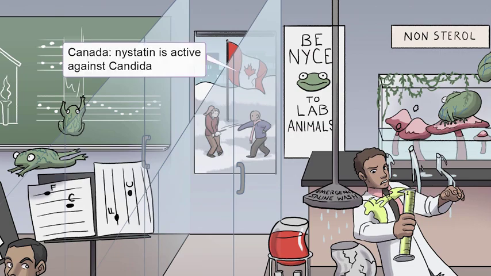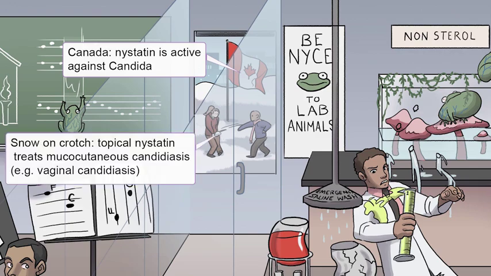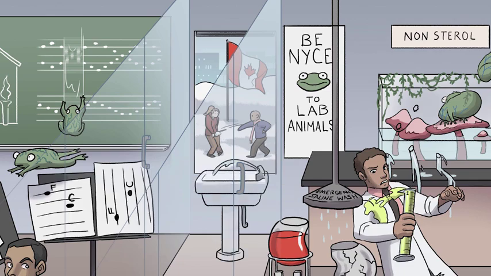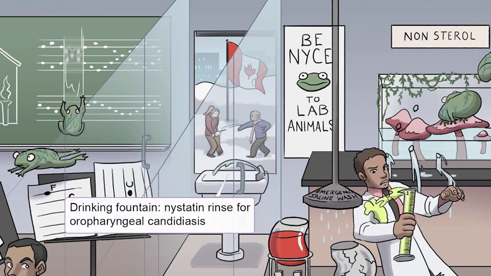Nystatin is active against most Candida species, as symbolized by our Canadian flag, with numerous patches of snow outside, just like the easily scraped patches of Candida. Nystatin is available for topical use to treat mucocutaneous candidiasis, including vaginal candidiasis, as depicted by the student outside getting pelted in the crotch. Typical Canadian antics.